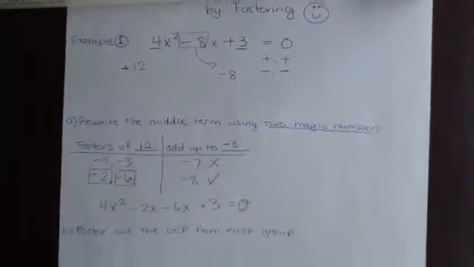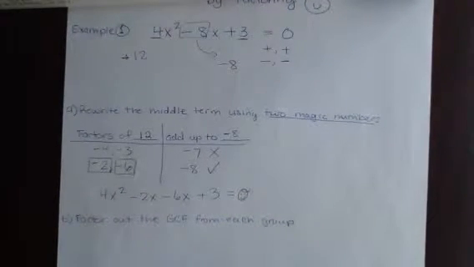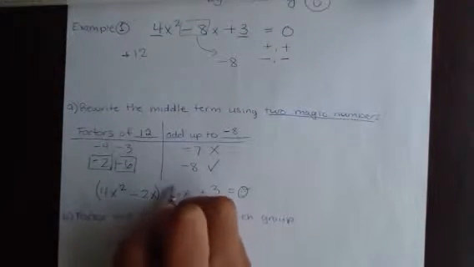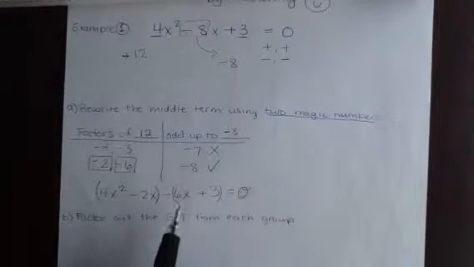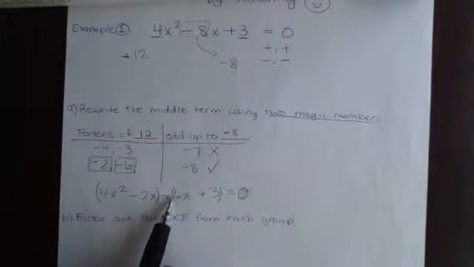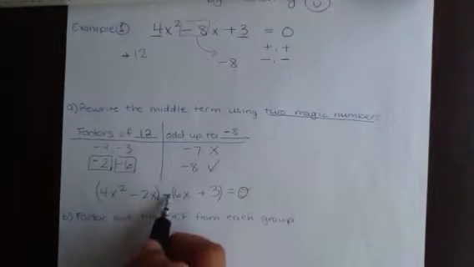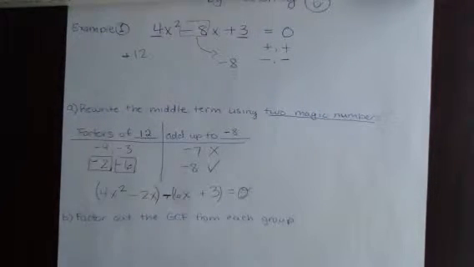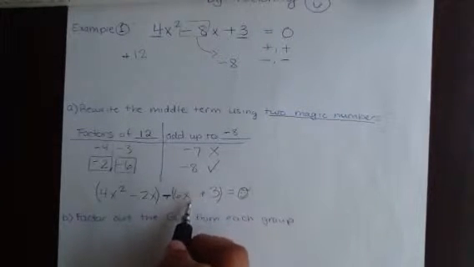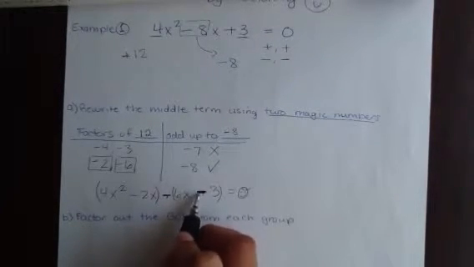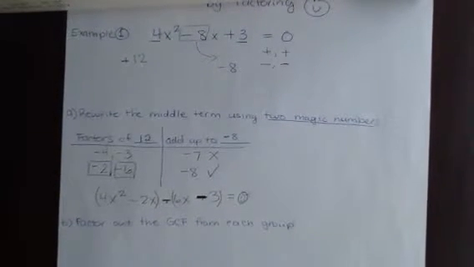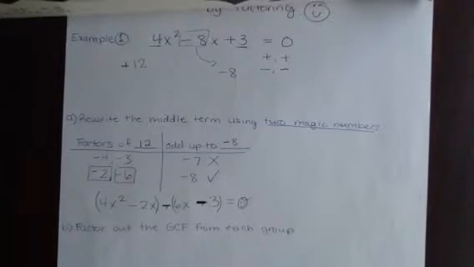So the next thing is to factor out the GCF from each group. Let's group the first two and the last two. When you're doing this, it's important to leave the middle operation outside of the parentheses. If your middle operation is negative, which it is, then you have to change the sign in the last group. Since we're factoring out a negative, you have to change the sign. So that becomes a 6x minus 3.